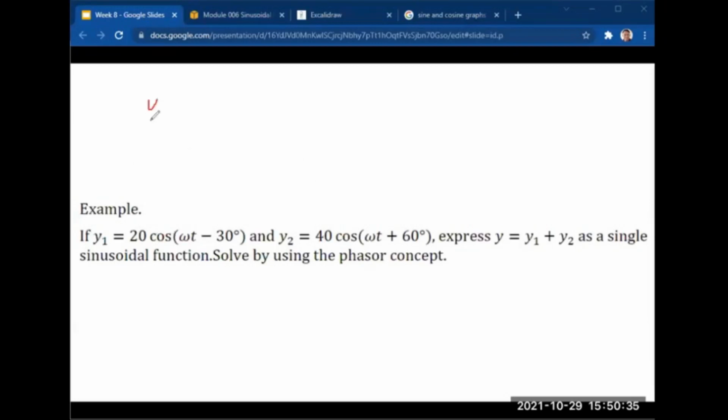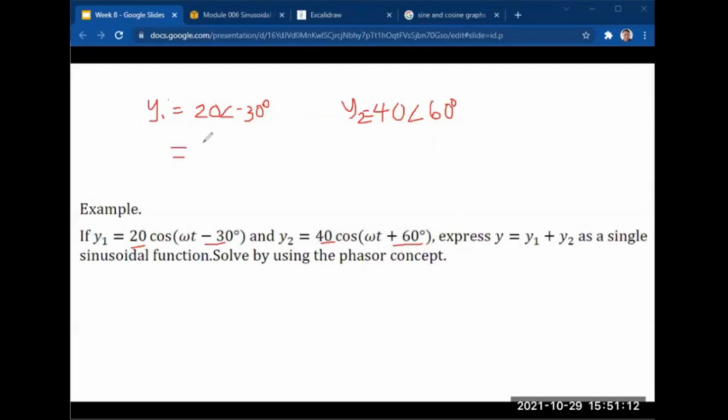For example, if we convert y1 to phasor, it is 20 at negative 30 degrees, and y2 is 40 at 60 degrees. That's our phasor form. We only need the amplitude and the phase angle. But what's next? We cannot add these in polar form, so we will convert them into their rectangular forms.